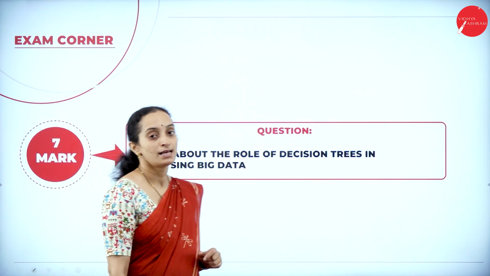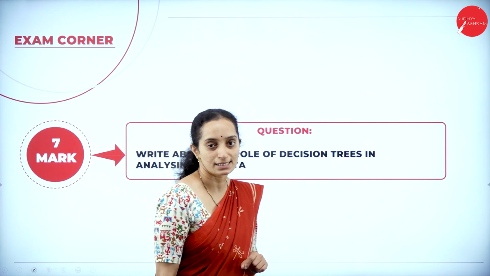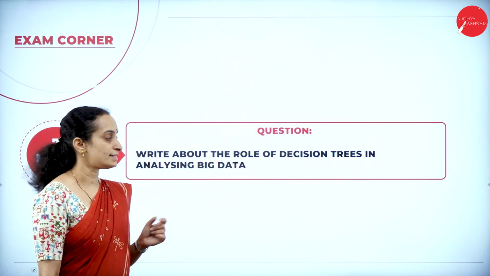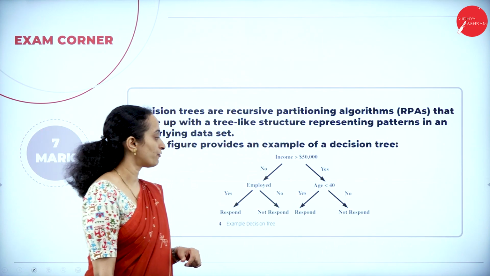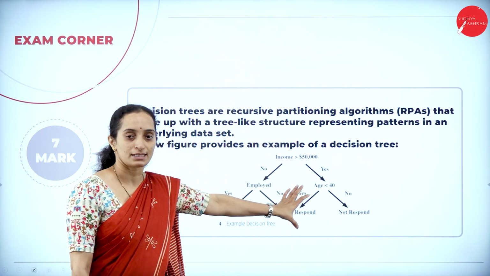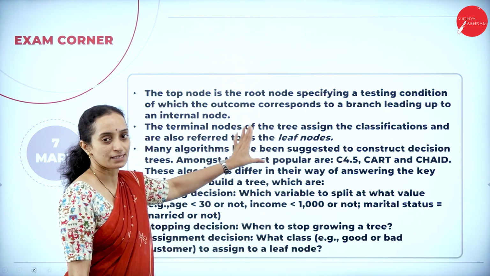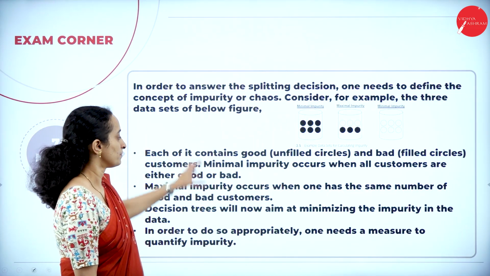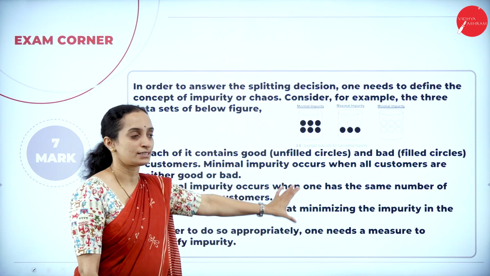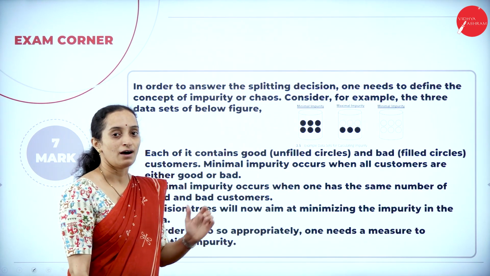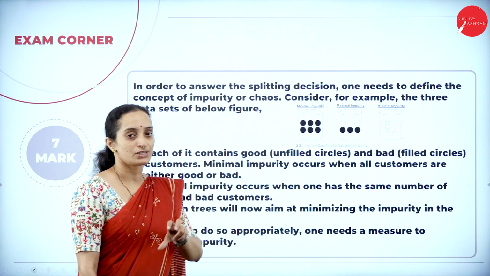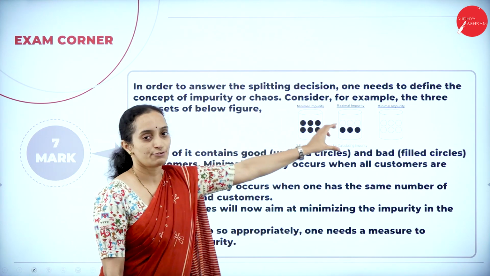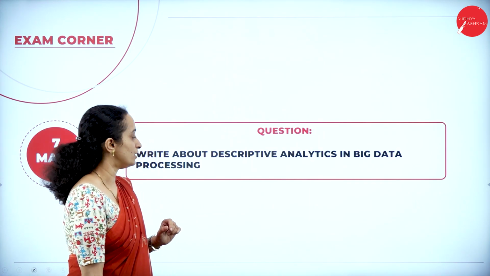Next question is about the role of decision trees in analyzing big data. For that also we can represent the tree diagram and give an explanation about the trees. You can give an example like this. You can take and explain how you can build a decision tree based on different sets of values.